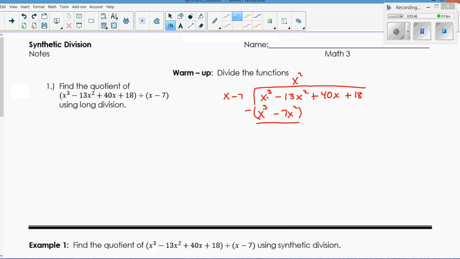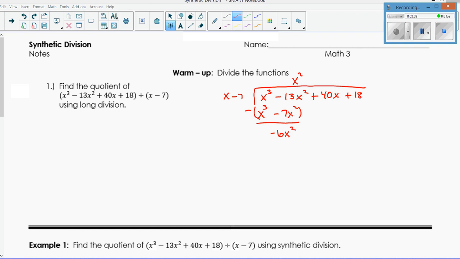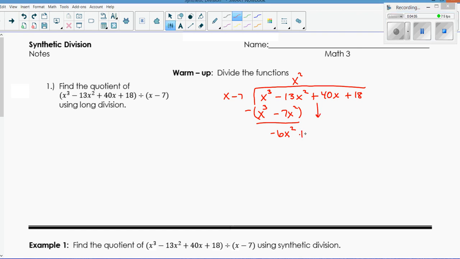Show your parentheses. First terms cancel, that's good. A negative 7 is a positive, so I have negative 13x squared and a positive 7x squared. So that gives me a negative 6x squared. Okay, I bring down my positive 40x. I need to multiply to get a negative 6x squared, so I'm going to throw a minus 6x up here. When I multiply, I get negative 6x squared plus 42x. And then remember, I want to subtract this whole thing.